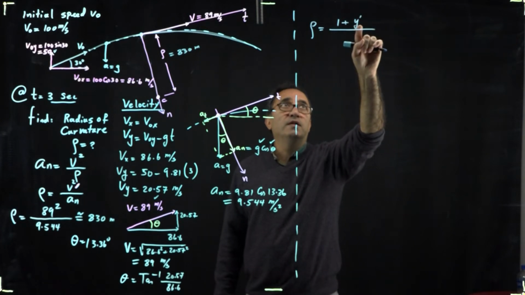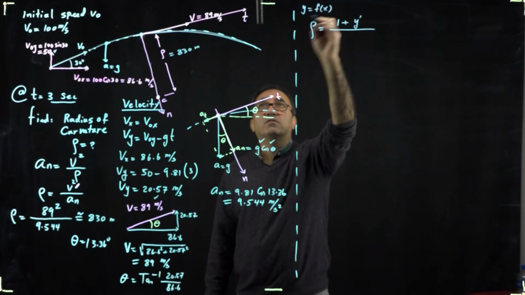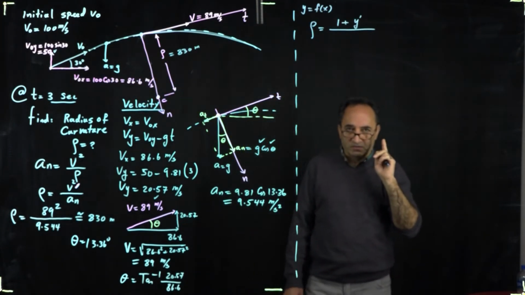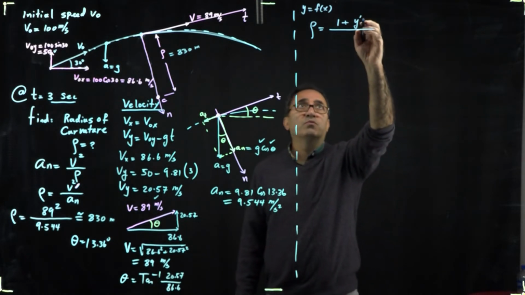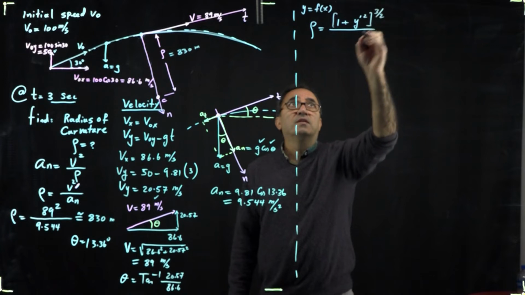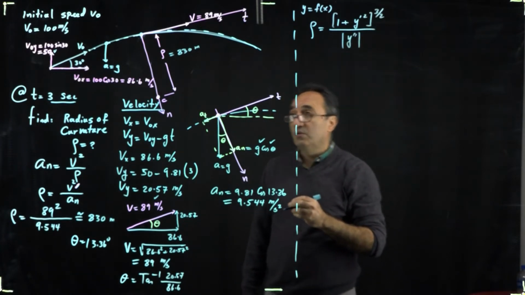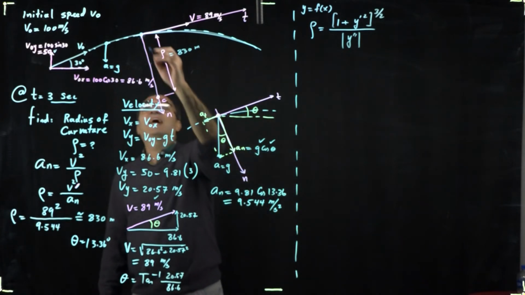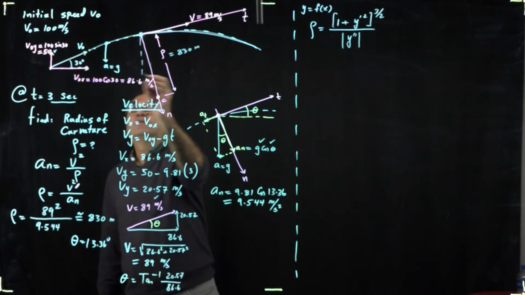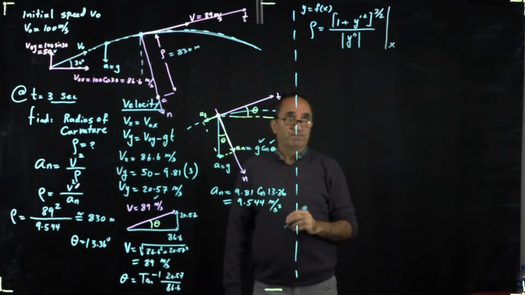1 plus y prime. See, y is the equation of the path. y is a function of x. It's the equation of this parabola, right? Not a function of time, a function of x. So that becomes 1 plus y prime squared raised to power 3/2 divided by the absolute value of y double prime, evaluated at position x relative to your reference. That gives you the radius of curvature.